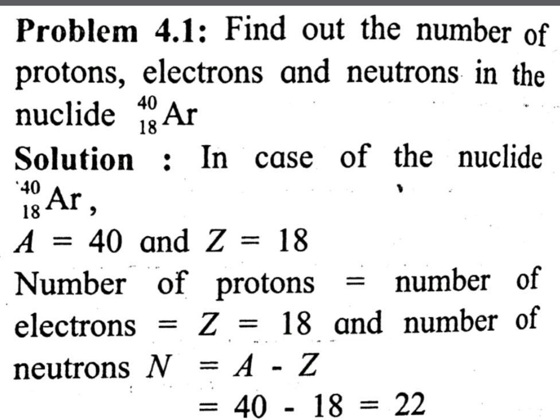Now for the number of neutrons, the formula used is A minus Z, that is mass number minus atomic number. So here we can get the number of neutrons. By using the concept of atomic number and mass number, you can easily find out the number of protons, electrons and neutrons.